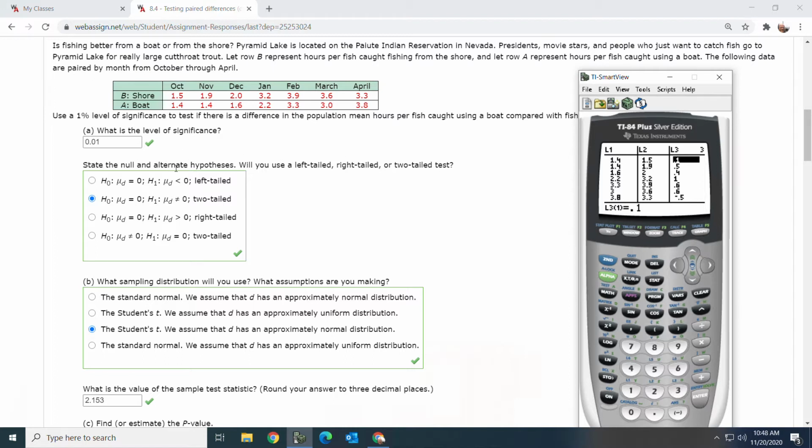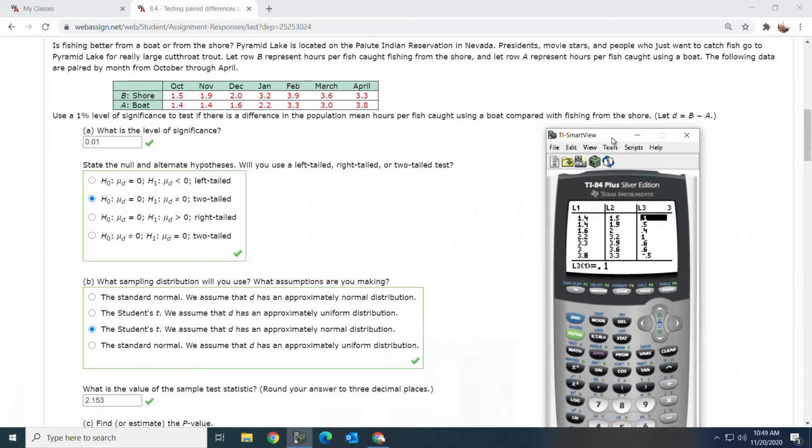State the null and alternative hypotheses. Because they're saying no difference, this problem didn't commit to greater than or less than. They just want to say, is there a difference? You're going to pick the one where you have equal and not equal, two-tailed. Difference just means not the same.